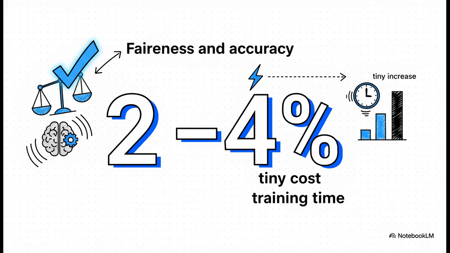But honestly, this next part might be the most incredible finding of all. You'd think this smarter teacher would be way more work, right? Nope. This huge improvement in fairness and accuracy costs almost nothing. The study found that using DFL only added about 2 to 4% to the total training time. That is an absolutely fantastic trade-off.